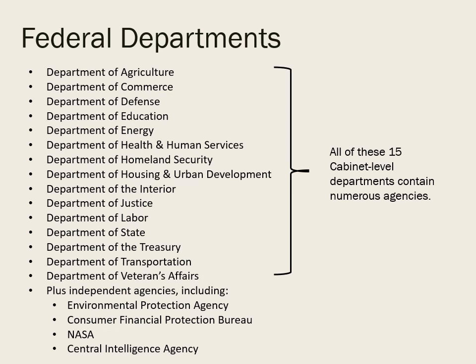So this is a list of our 15 cabinet-level departments. All of those contain numerous agencies. And then I've got a very, very incomplete list of our independent agencies. So keep this list in mind when you start thinking about a topic for your policy analysis memo due at the end of the semester, because you might decide to address that memo to one of these agencies.